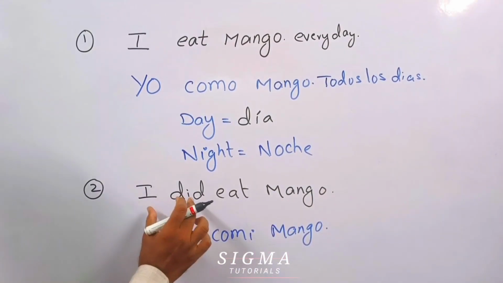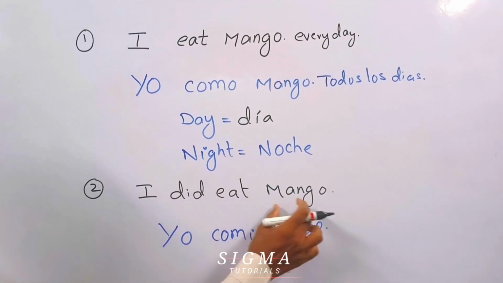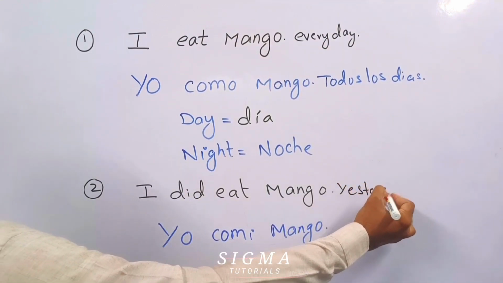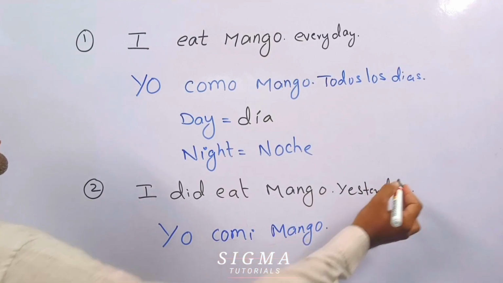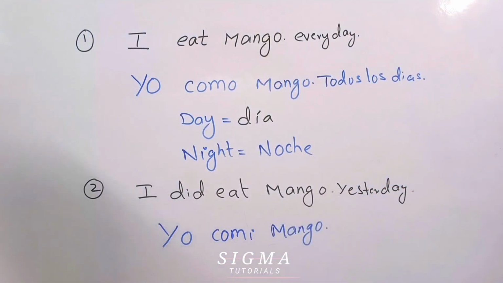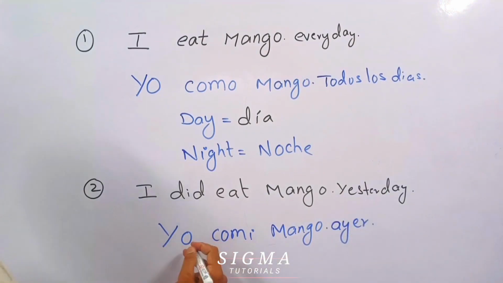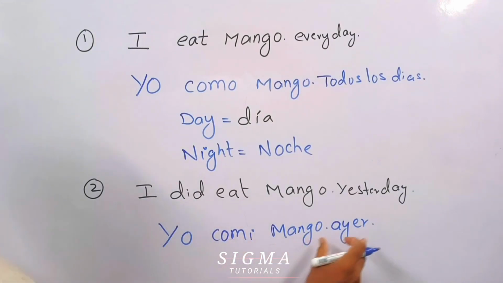mango. Let us say I did eat mango. If I want to add yesterday, then how can we say in Spanish? Yesterday means just we will add ayer. Yo comí mango ayer.